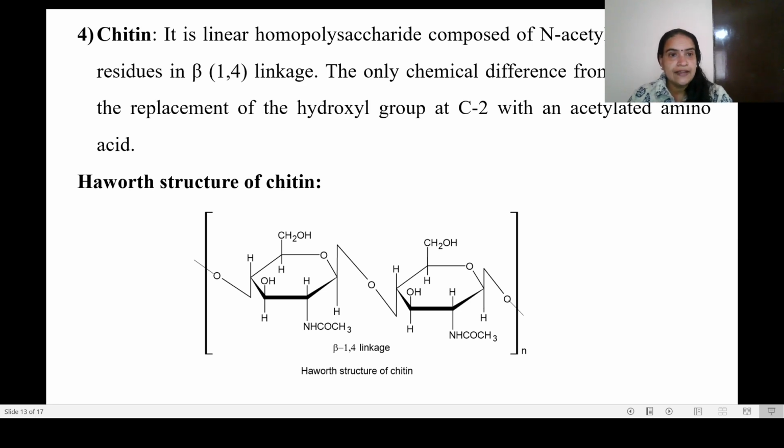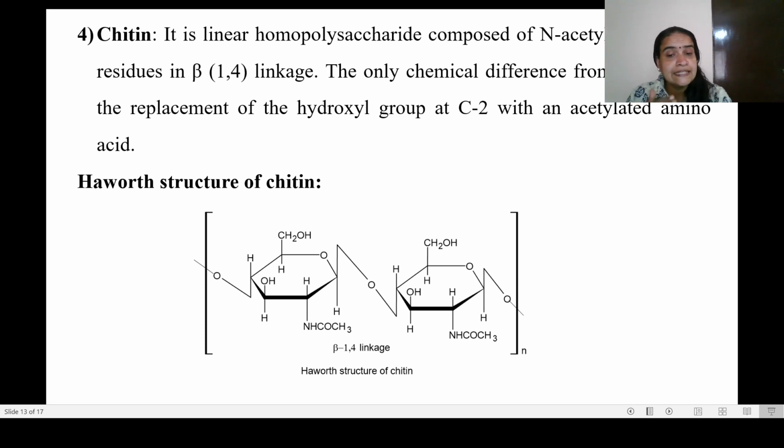Another polysaccharide is chitin, which is a linear homopolysaccharide composed of N-acetyl glucosamine residues, where the monomer is the N-acetyl glucosamine molecule. Again, they are linked through beta-1,4-glycosidic linkage. So instead of beta-D-glucose, we have N-acetyl glucosamine. In the second carbon, the OH group is replaced by NHCOCH3, which we have seen in the first session as a derivative of monosaccharide. It is a linear homopolysaccharide composed of N-acetyl glucosamine residues in beta-1,4 linkage.